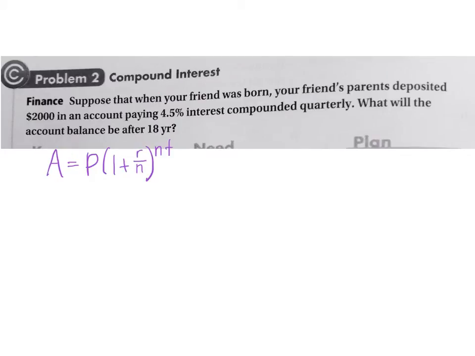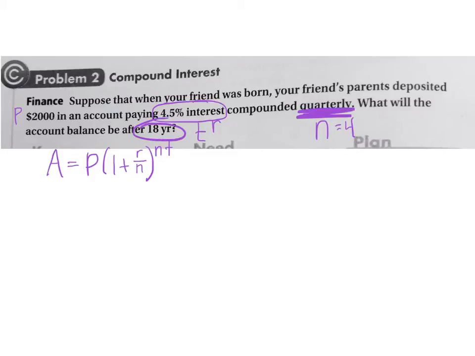Suppose that your friend was born, your friend's parents deposited $2,000, P. I'm going to label all this. 4.5% interest is R. Compounded quarterly, there you go, quarterly. That's my N. How many quarters are in a year? Same amount of quarters that are in a dollar. So 4. I'm going to go ahead and write that. N equals 4. What will the account's balance be after 18 years?